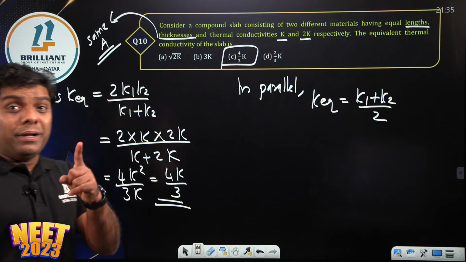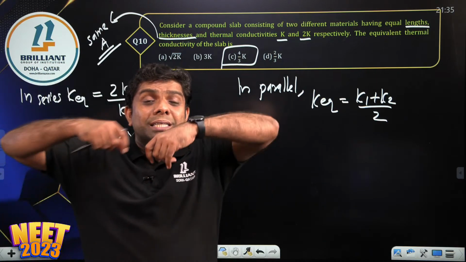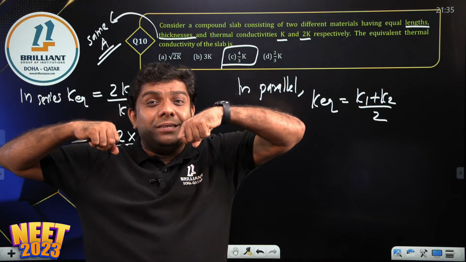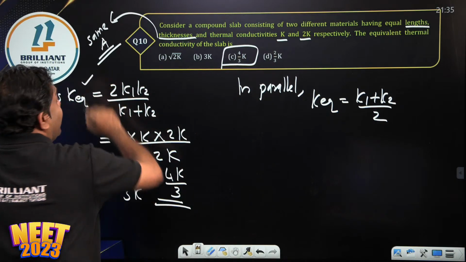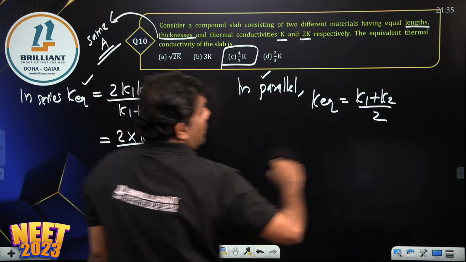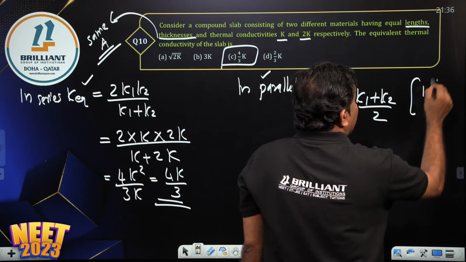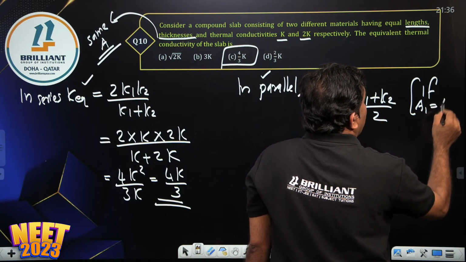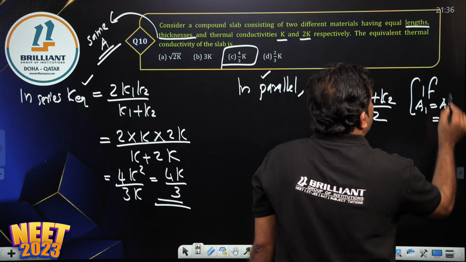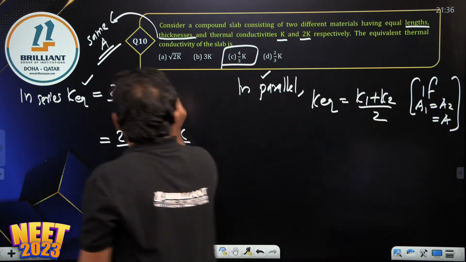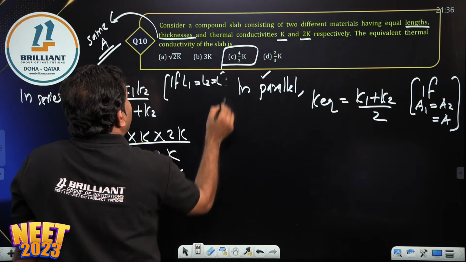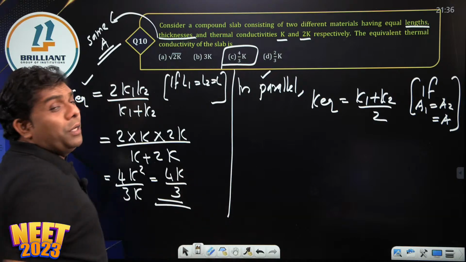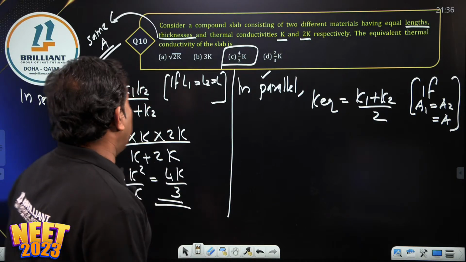See, this point is very important. Slabs can be connected in series and in parallel. Series equation, please recall, and parallel equation, please recall. This equation is possible if they have equal area, if A1 equal to A2 equal to A, same thickness. This equation is possible if they have same length, if L1 equal to L2 equal to L. So that's the point now.